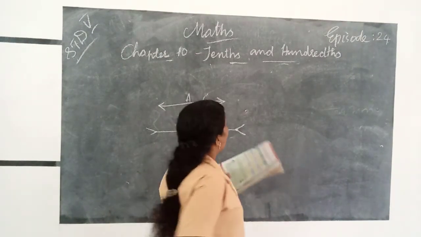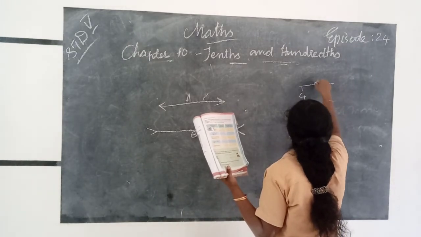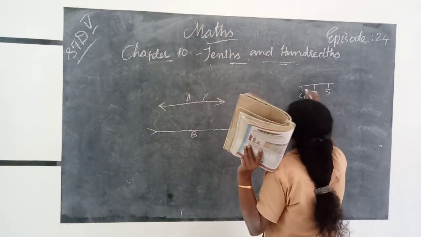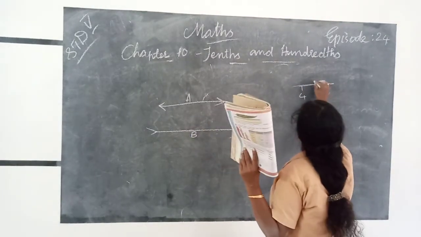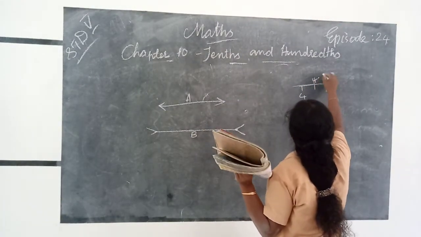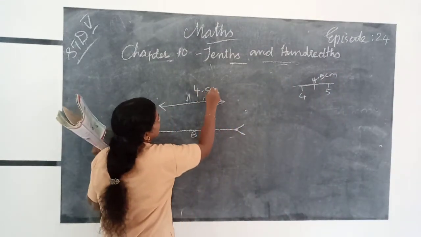picture. I got 4 lines later. This is 4 and this is 5. Between 4 and 5 is a big line in between. Here is the point. This measurement is 4.5 centimeters. So this is of 4.5 centimeters.